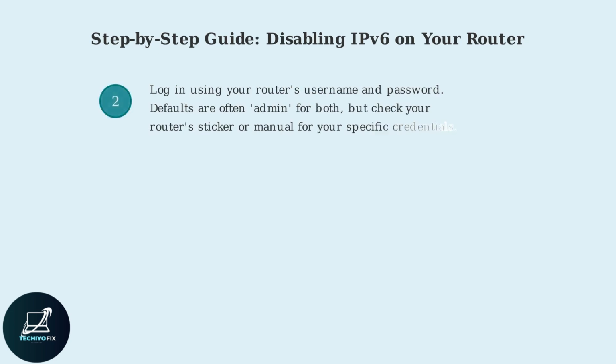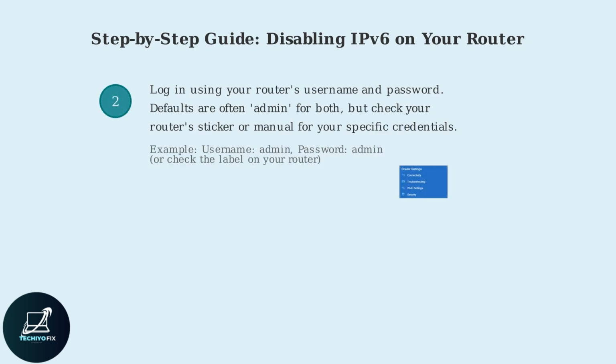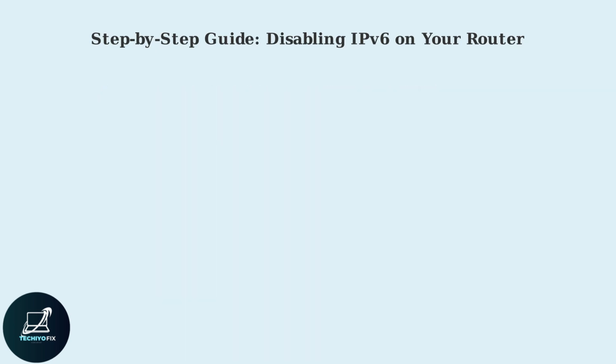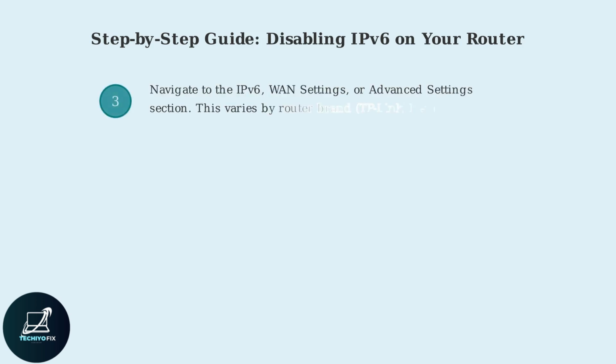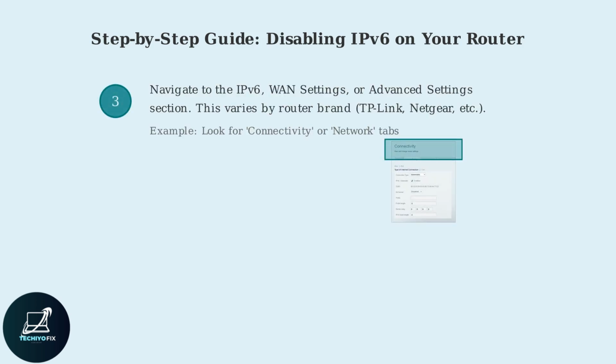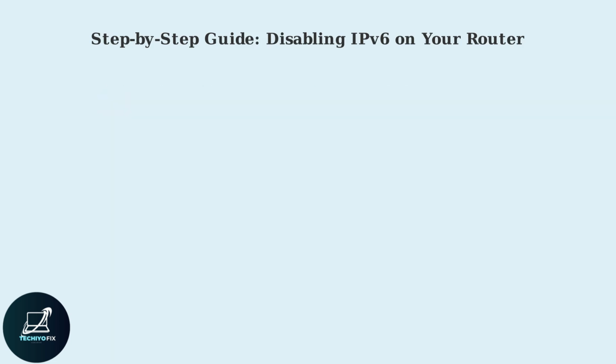Once you reach the login page, enter your username and password. These are usually printed on a sticker on your router or in the user manual. Common defaults are admin for both username and password. After logging in, find the settings section for IPv6. This might be under connectivity, WAN settings, or advanced settings depending on your router's interface.